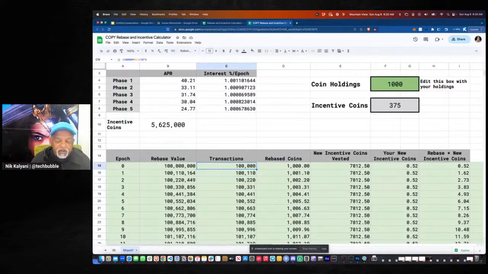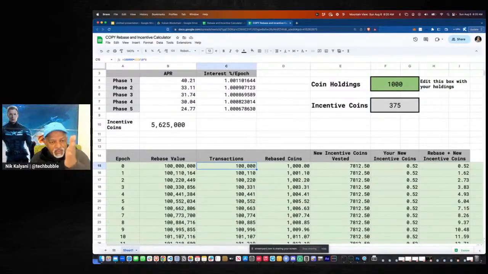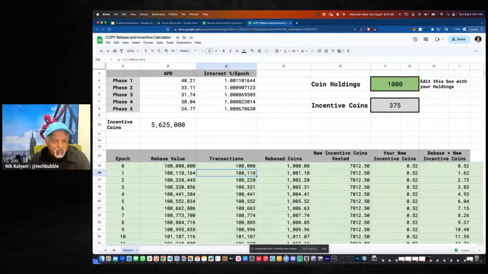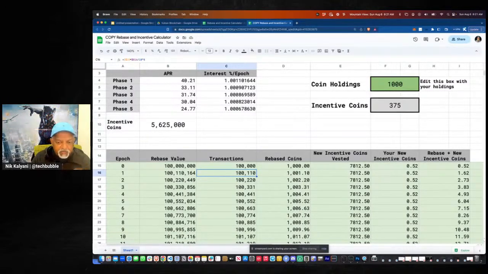So yeah, every epoch, you need the full number of transactions. In epoch 0, you need 100,000 transactions in order to move the needle to epoch 1. In epoch 1, you need 100,110 transactions to move the needle to epoch 2, and so on and so forth. Basically, as you can see, the idea is to have Rebase be driven by blockchain performance. You've got to think back to why this is important.